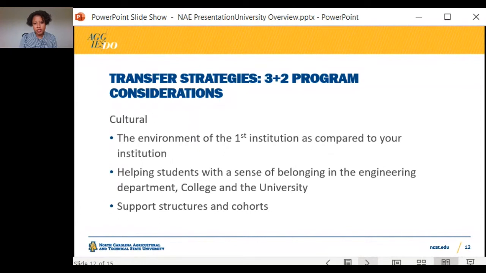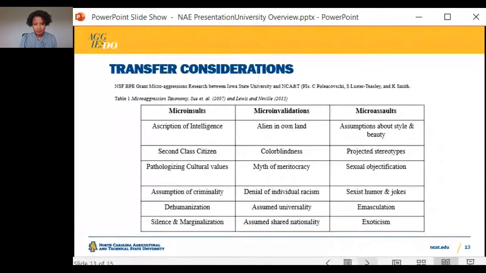So making sure that your students have a sense of belonging is very important when they come to you for your engineering programs. Making sure that the students are able to form cohorts within the department, the college, and then also the university also helps their ease of transition and their progress towards the degree.